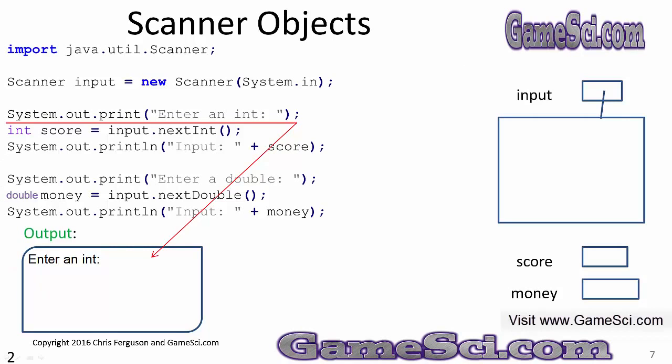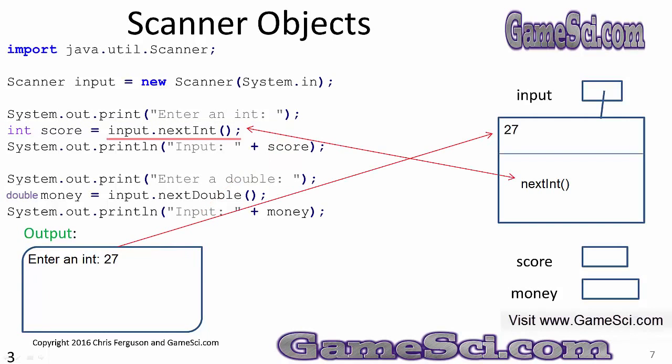Now I can do my input. I'm going to use my input object to access the nextInt method. One of the great things about objects is they have these things called methods. An important method of the Scanner object input is the nextInt method. Give me the next integer that the user types in on the keyboard.